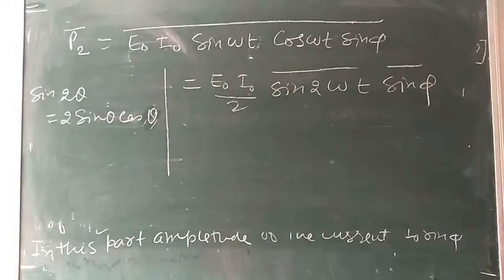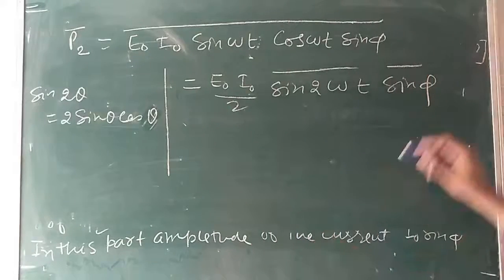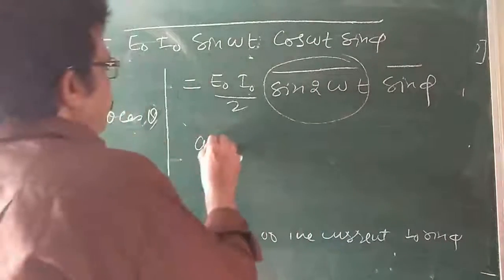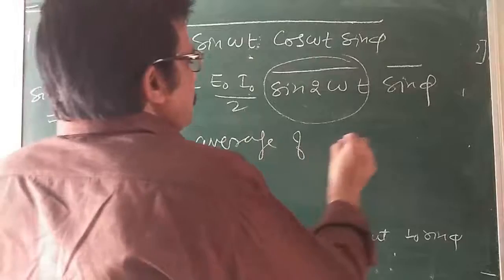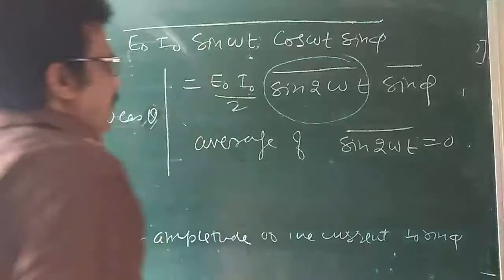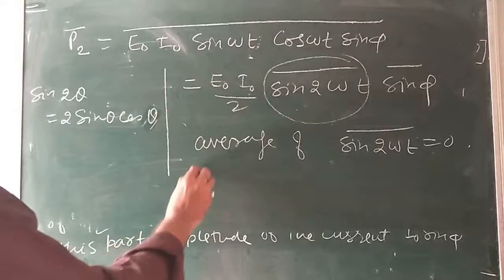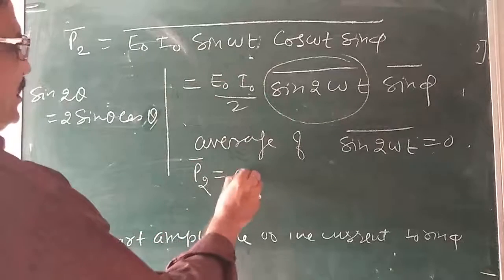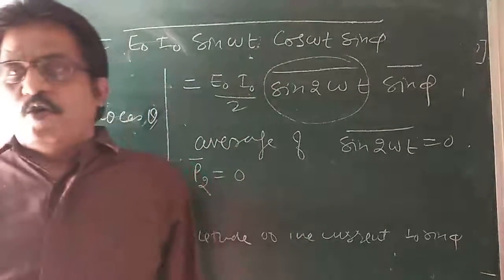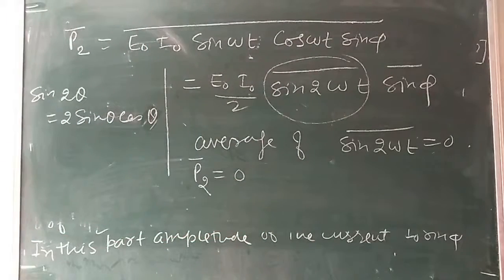Again dear children, one thing you have to remember here, need not to solve. Average of sin 2 omega t is always 0. Average of sin 2 omega t is equal to 0. We can write directly here. So what we are getting here, when this is 0, average of the second part of the power is equal to 0. Average of first part of the power already we have solved, and second part of the power, that is P2, is equal to 0.